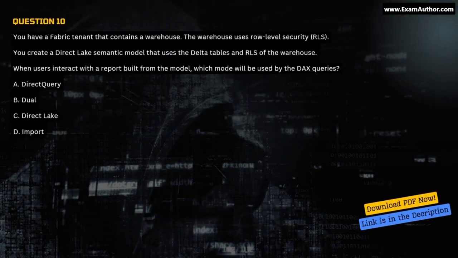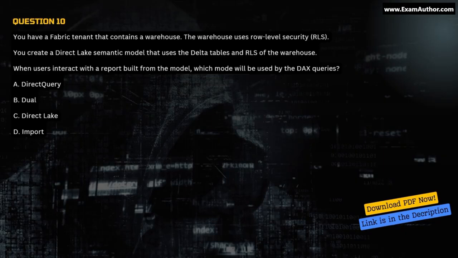Question 10. You have a Fabric tenant that contains a warehouse. The warehouse uses row-level security (RLS). You create a Direct Lake semantic model that uses the delta tables and RLS of the warehouse. When users interact with a report built from the model, which mode will be used by the DAX queries? A. Direct Query. B. Dual. C. Direct Lake. D. Import.